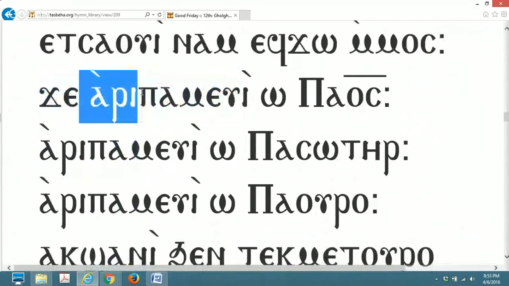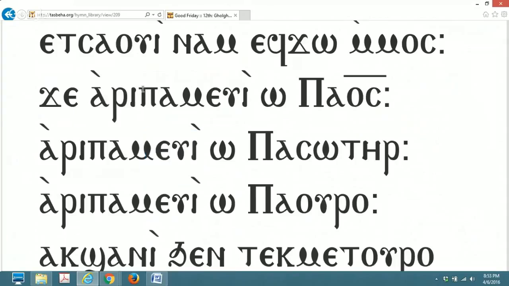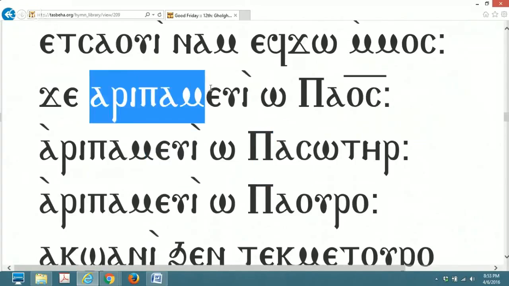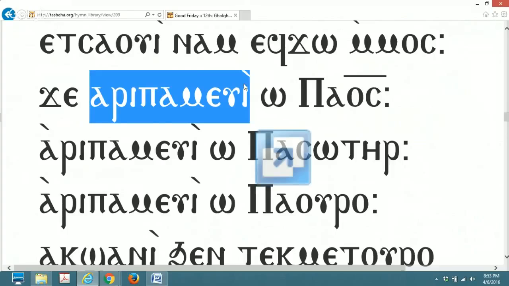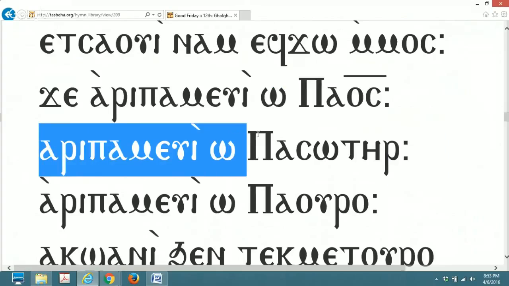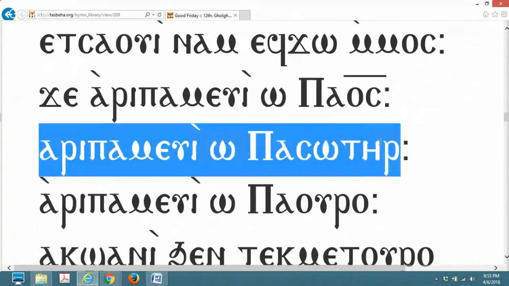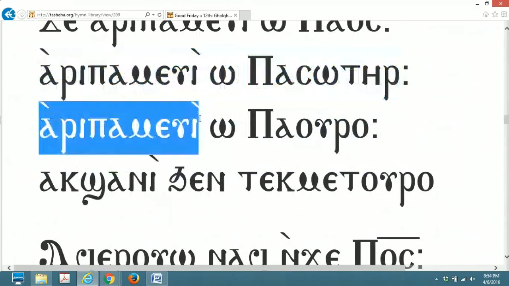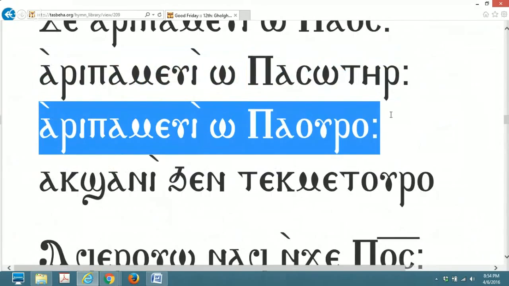Ari pamedi. So ari is the imperative of iri, the command form of to do or make. So telling Jesus to do or make, pamedi, my thought. Make my thought, or in other words, remember me. Ari pamedi, remember me, O pashois, my Lord. Ari pamevi, O pasotir, remember me, O my Savior. Ari pamevi, remember me, O my King.